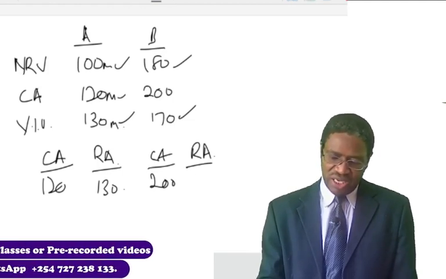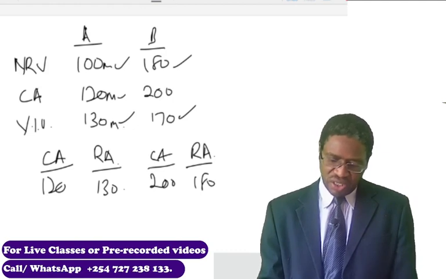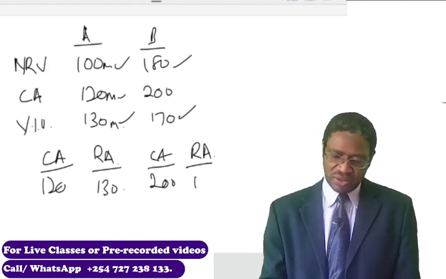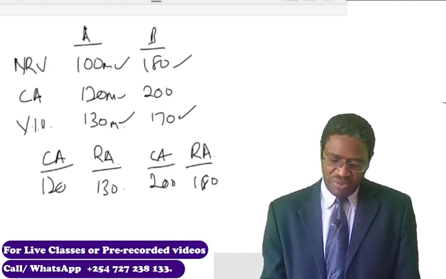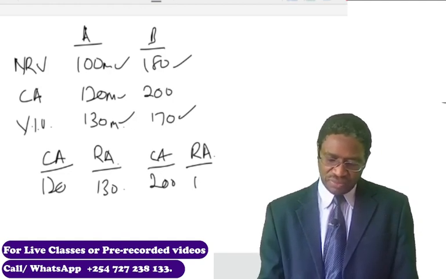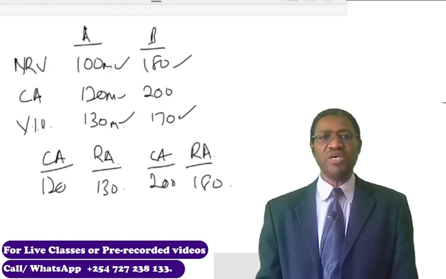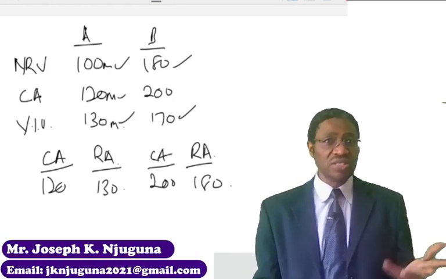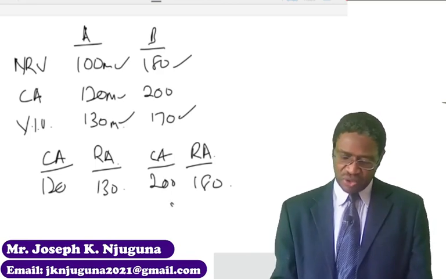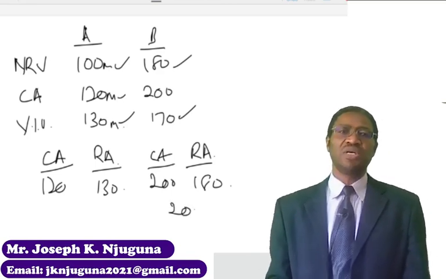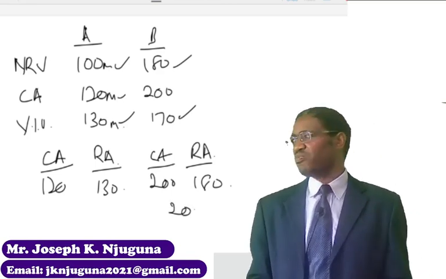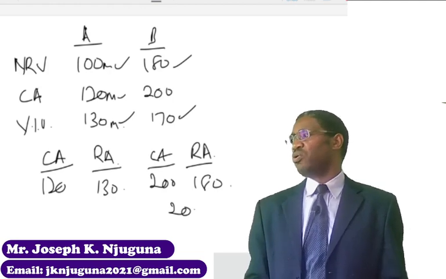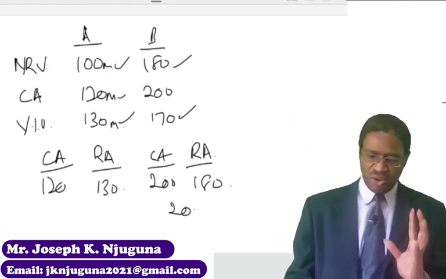That 180 being our recoverable amount, it means our asset has suffered an impairment loss of 20. And therefore that should be written off. So we are through with how to do that.